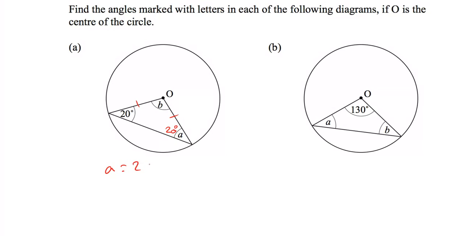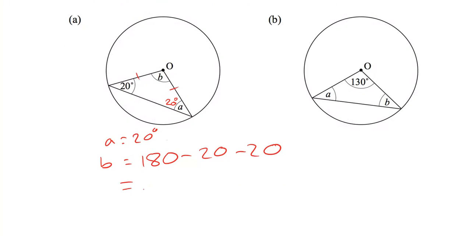A is going to be 20 degrees. So as it's a triangle, we can now work out B, because we're going to have the 180 from the whole triangle, take away two lots of 20, it's going to leave us with 140 degrees. So B is 140 degrees.